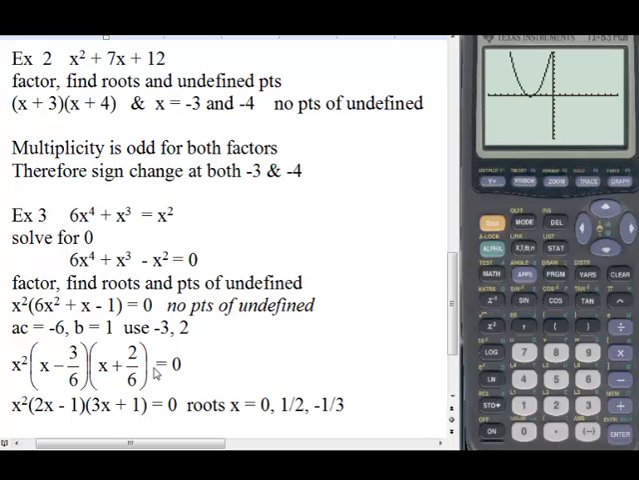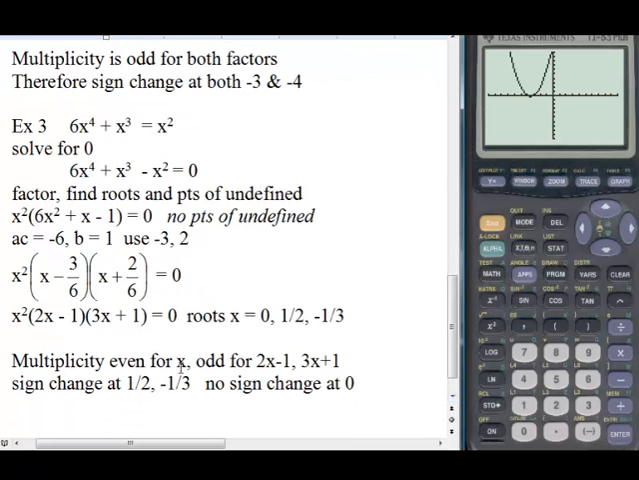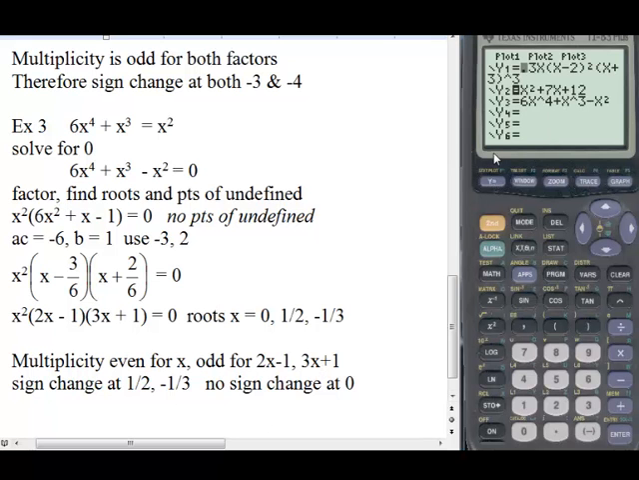First, we've got to solve for 0 on one side of the equal sign. A little factoring involved there, and finally we get the roots there at the very end, 0, 1/2, and -1/3. Now, multiplicity tells us even for x and odd for 2x minus 1 and 3x plus 1. So no sign change at 0. There's going to be a sign change at 1/2 and -1/3.